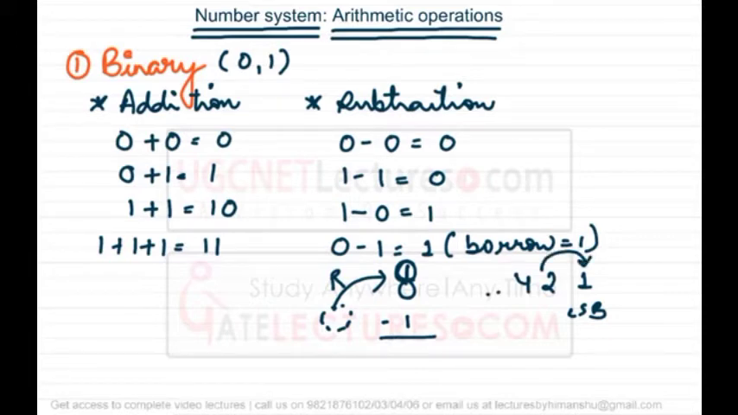The same way as you take a borrow in the decimal number system and you get 10, because it has base 10. So if you borrow a number in a binary number system, it represents 2. So the value for this 1 is going to be 2. And when you subtract 1 from 2, the answer is going to be 1, of course, with the borrow of 1. Fine. So let us look at one example now.